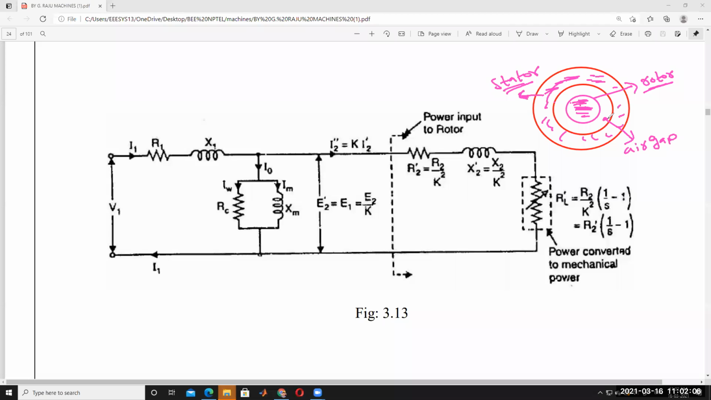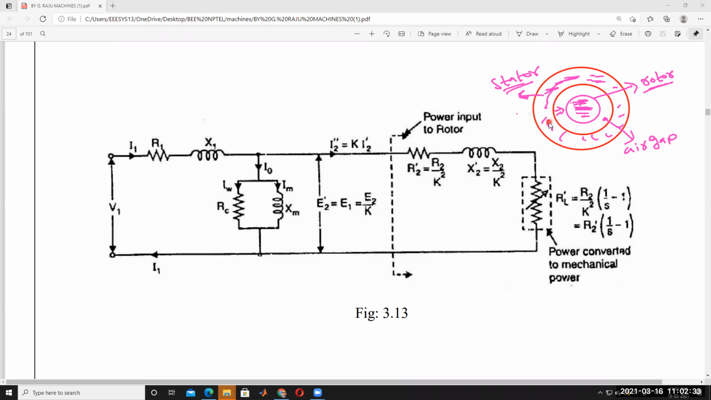Power is transferred from stator to rotor through the air gap only. In the induction motor, the power is transferred from stator to rotor through the air gap. This is called air gap. Okay. This is called secondary winding. It's called primary winding of the transformer.